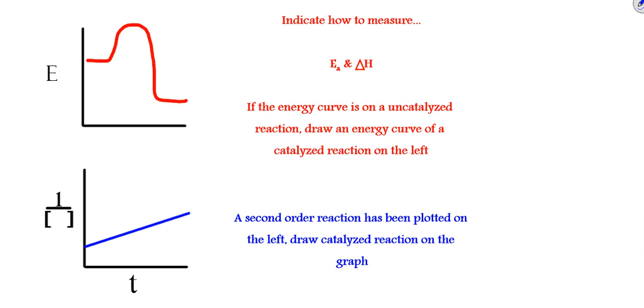Here are two separate problems, both dealing with still the idea of activation energy, but also a couple other little things that deal with speeds of reactions, specifically catalysts. So first, the upper left one, the red problem. It says indicate how to measure the activation energy and the change in enthalpy. So if I have my reactants, and these are my products, and this is energy, okay, I need to just have an understanding of the differences between activation energy and change in enthalpy.